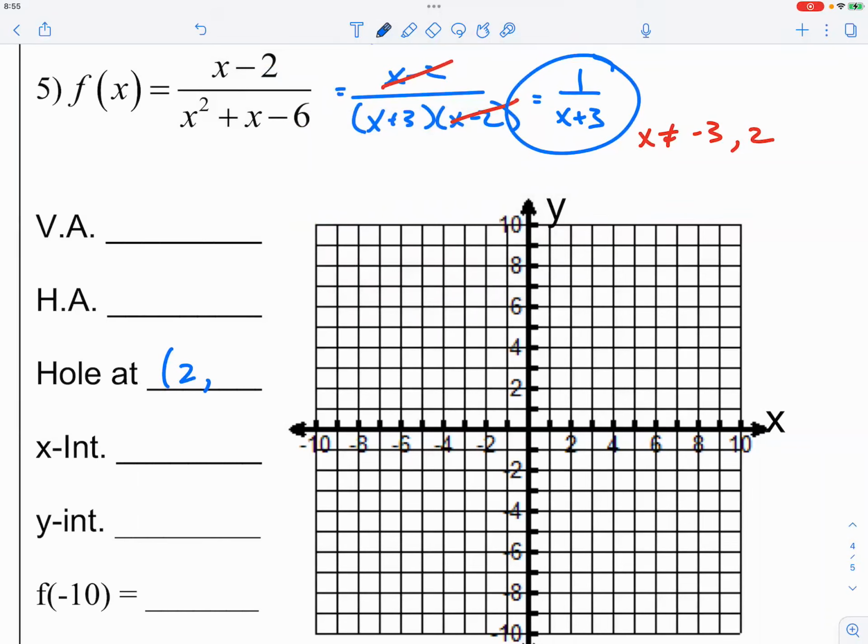Can you just do it mentally? If x is 2, what's the y value? 1 over 5. All right? Because when you have x equals 2, yes? Well, -3 is our vertical asymptote. Okay? X equals -3 is our vertical asymptote because that will send the denominator equal to 0.